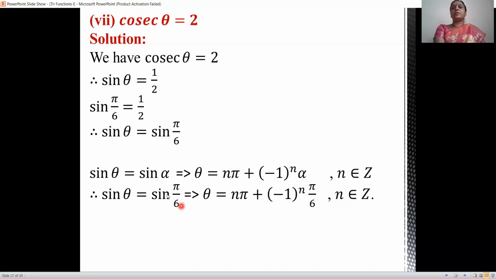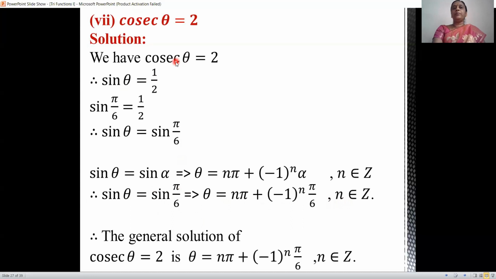And now this function sine theta is equal to sine pi by 6 is nothing but sine theta is equal to half, that is cosec theta is equal to 2. Therefore, write down the general solution of cosec theta is equal to 2 is theta is equal to n pi plus minus 1 raised to n into pi by 6, n belongs to Z. In this simple way, it is very, very simple to find the general solution if you know the remarks, that is, the formulae.